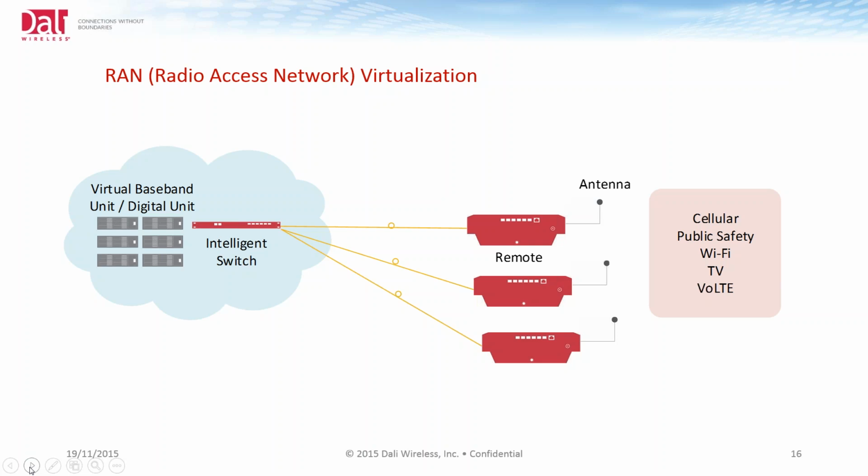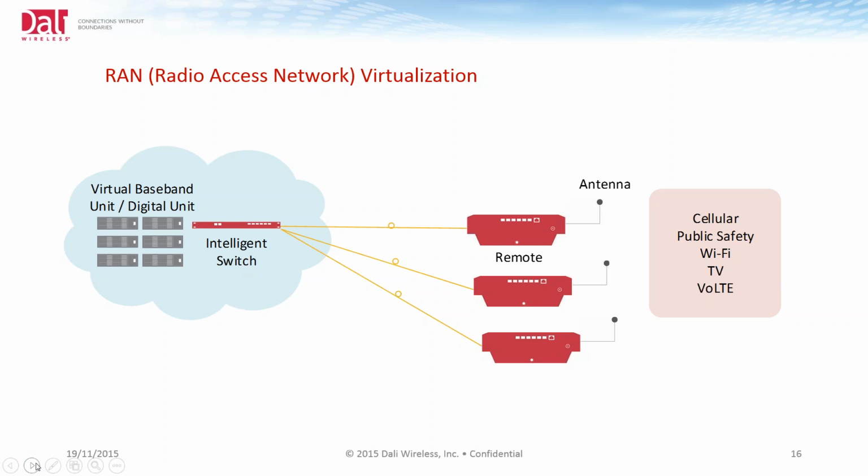Content will be fed into those virtual units. This is all done in software. And then you will use an intelligent switch, and that intelligent switch will feed that content to remotes. This applies to cellular. It applies to public safety. It applies to Wi-Fi. It applies to TV. We all know that AT&T just bought DirecTV. It applies to voice over LTE, which is in use today.